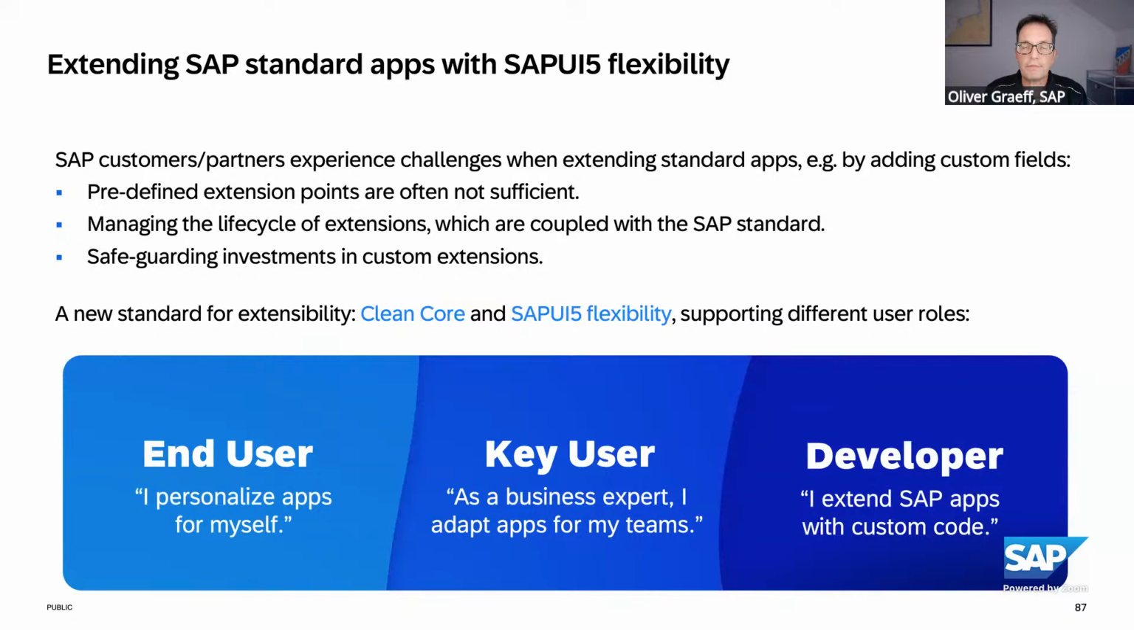And with SAP UI5 flexibility, we have a solution. For example, there are no extension points needed. Right? No predefined extension points in each and every application needed. Just because it's UI5, you can extend it. I'm simplifying this a bit. There are some small exceptions. But the general idea is just as it's UI5, you can extend it, no predefined extension points needed.